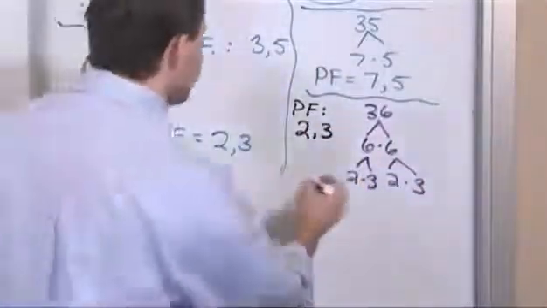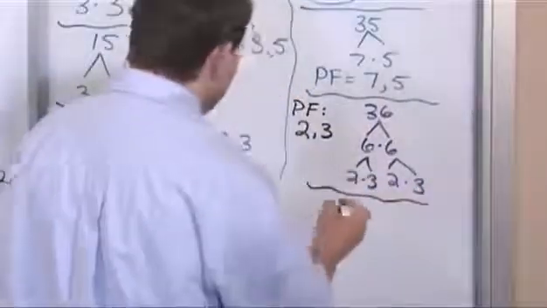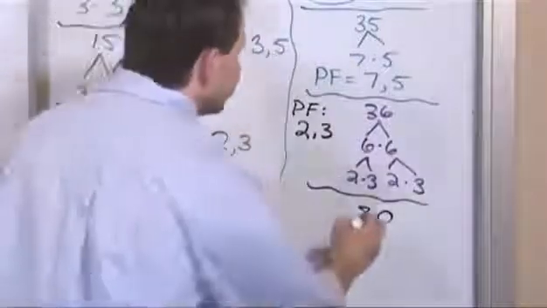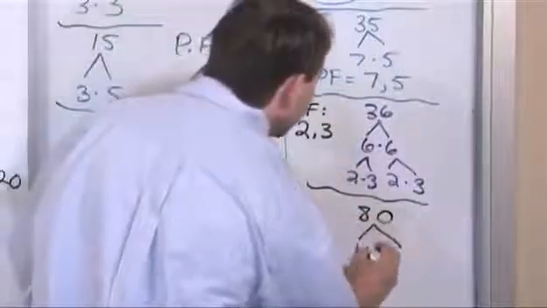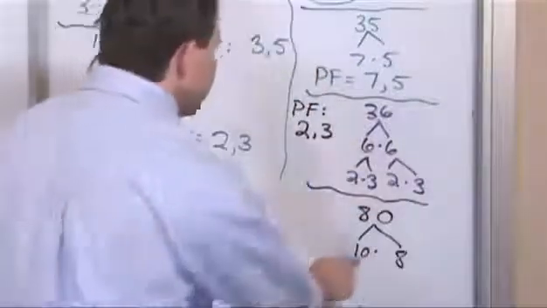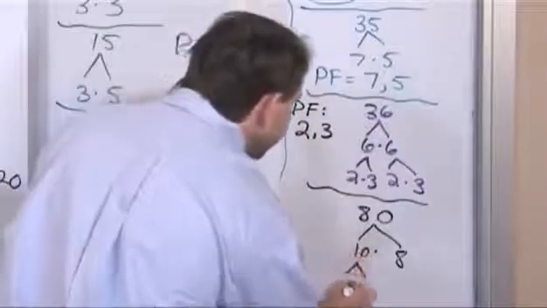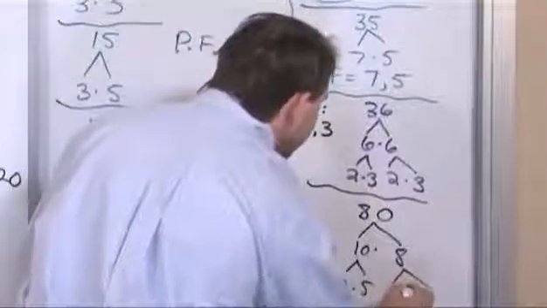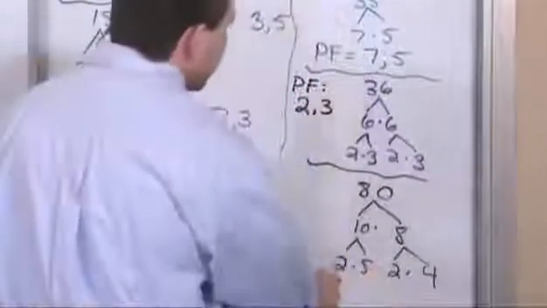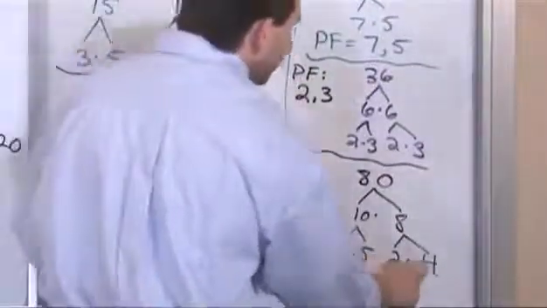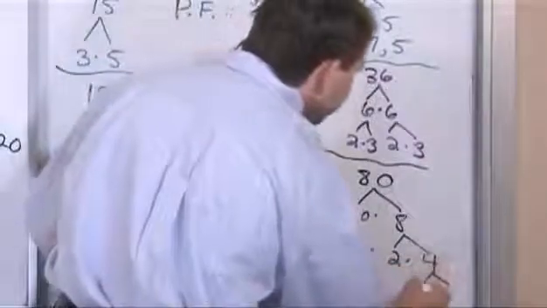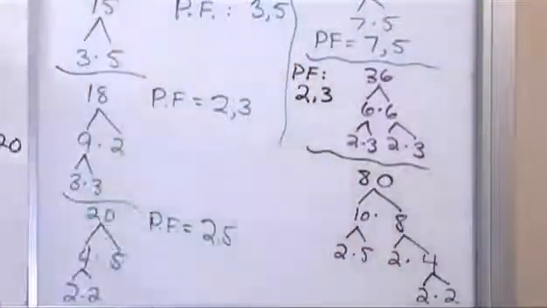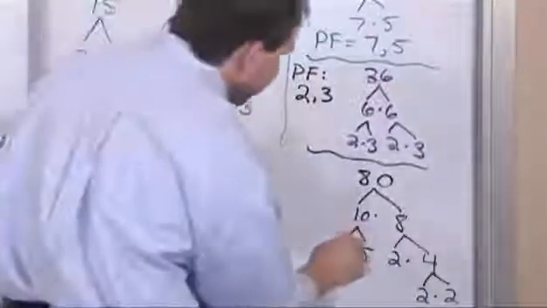There. And then finally, our last one for this kind of problem, let's do 80. There's lots of different ways you can do this. I always think of 10 times 8. 10 can be divided into 2 times 5. 8 can be divided into 2 times 4. This is prime, this is prime, this is prime, but 4 can be divided into 2 times 2. So I'm done at the bottom of the factor tree. These are the numbers that I care about.